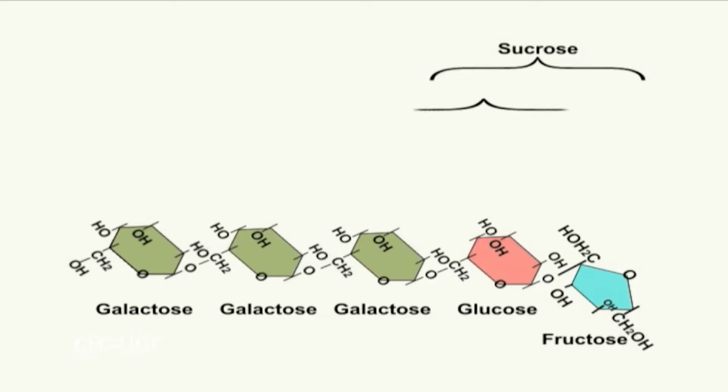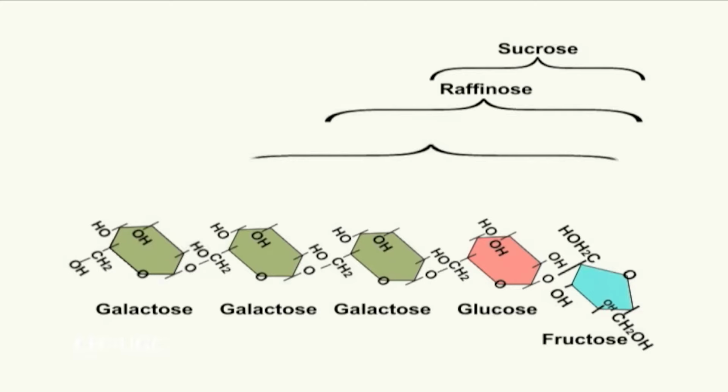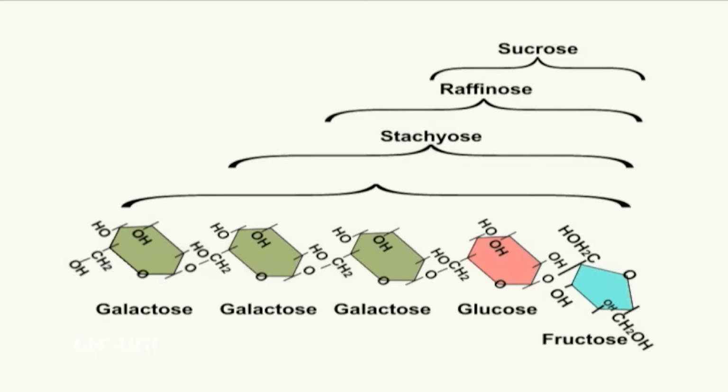For example, raffinose consists of sucrose and one galactose molecule. Stachyose consists of sucrose and two galactose molecules. Verbascose consists of sucrose and three galactose molecules.